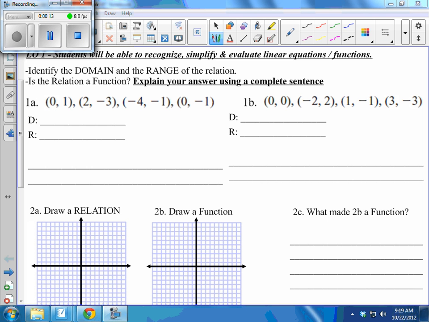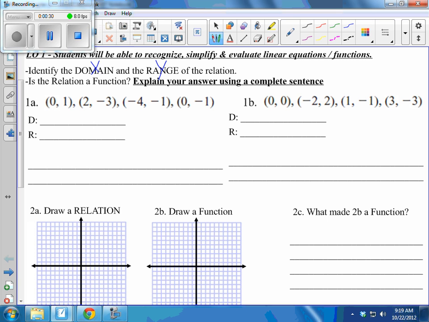So, question 1A and 1B, identify the domain and the range of the relation, and then they want to know, is the relation a function? And explain your answer using a complete sentence. If you guys remember from your notes, the domain is just another name for all of the x coordinates, and the range is another name for all of the y coordinates.